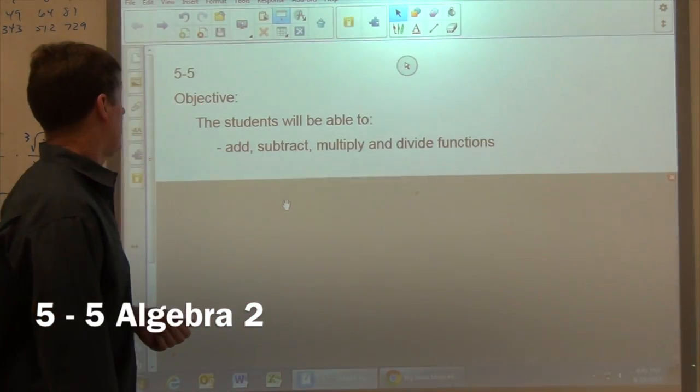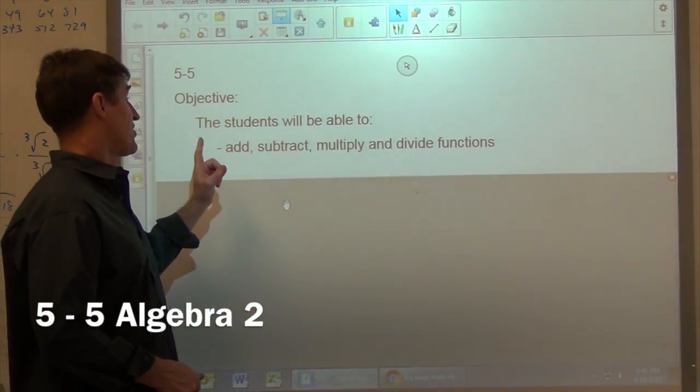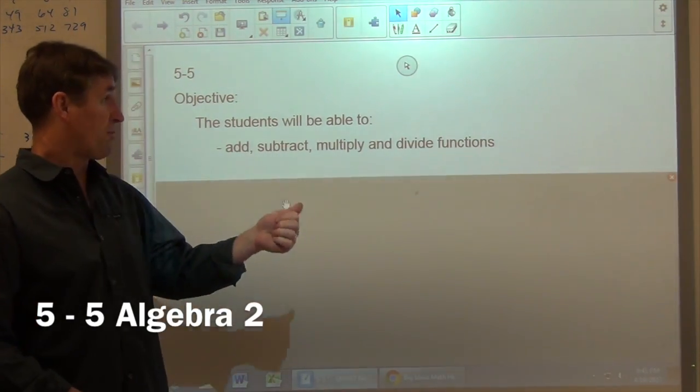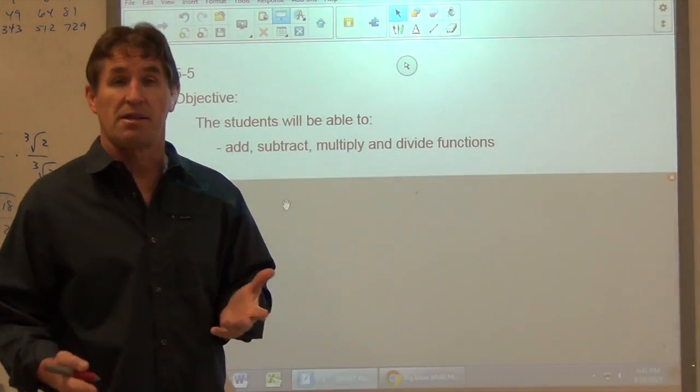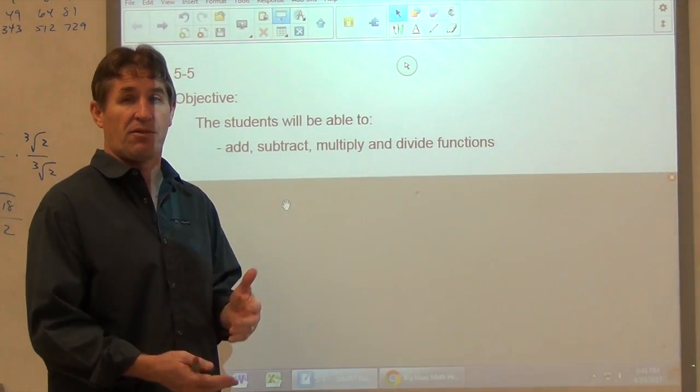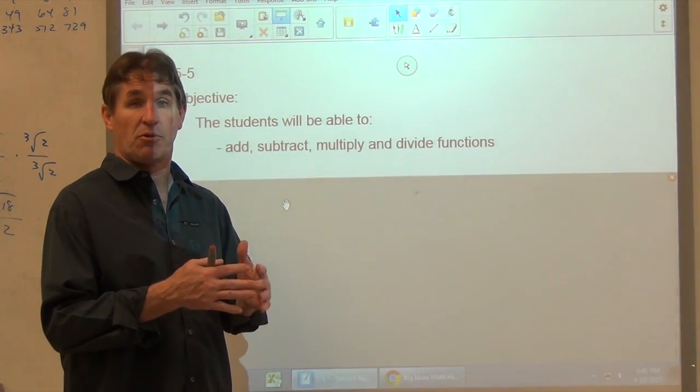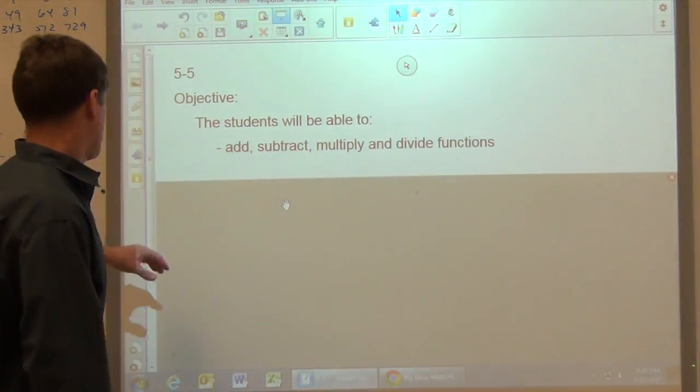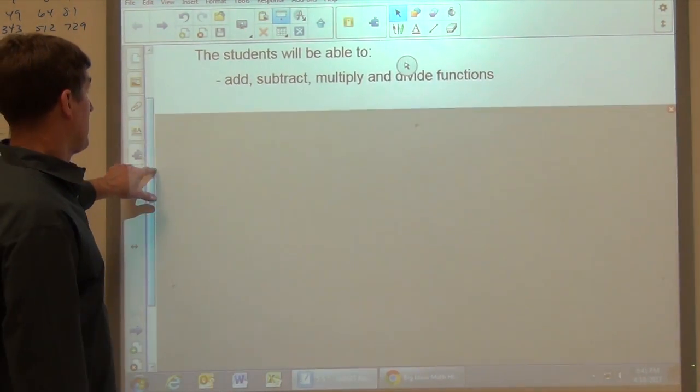This is section 5.5. Our objective for today is the students will be able to add, subtract, multiply, and divide functions. This really isn't much new, it's just set up differently, but we're just going to be adding, subtracting, multiplying, dividing polynomials like we've done in the past. It'll just start looking a little bit different.